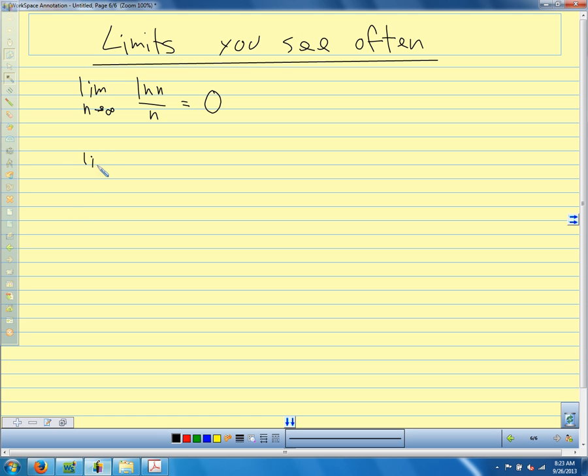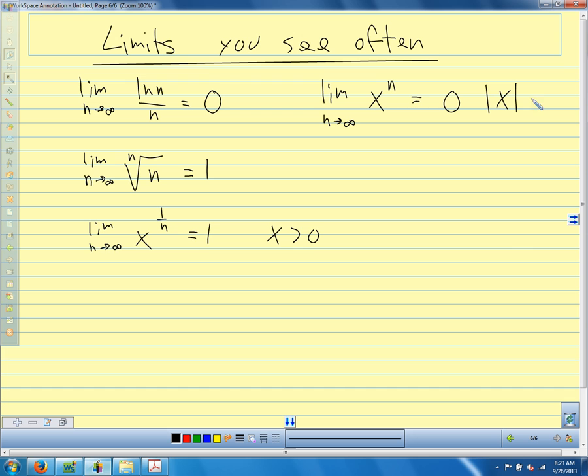The limit as n approaches infinity of the nth root of n is 1. The limit as n approaches infinity of x to the 1 over n equals 1, and this is for x greater than 0. And we're saying x is a constant here. x is fixed. The limit as n approaches infinity of x to the n equals 0 for the absolute value of x less than 1.